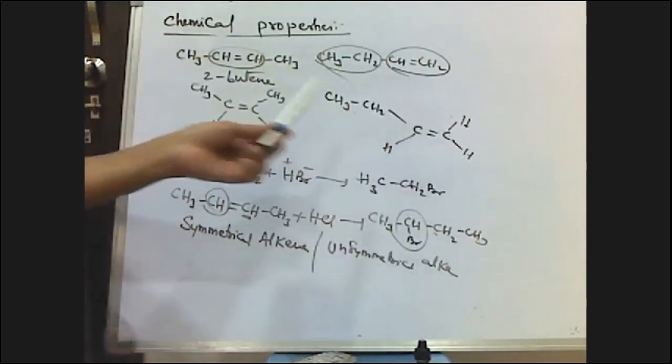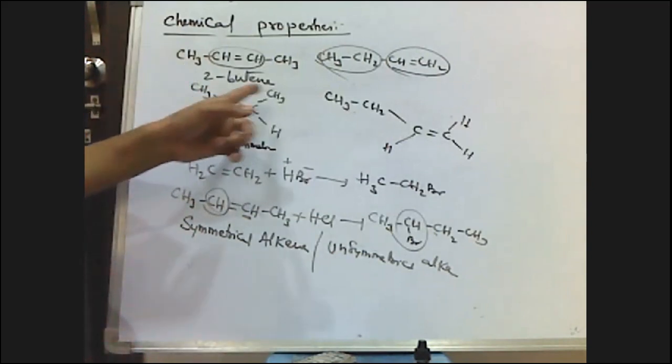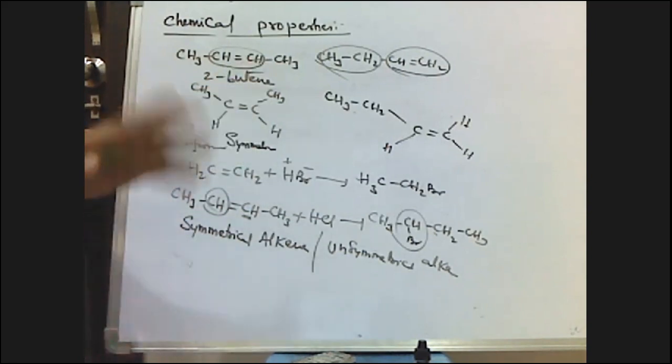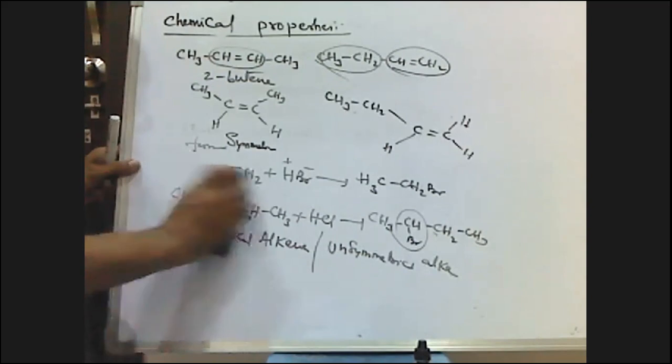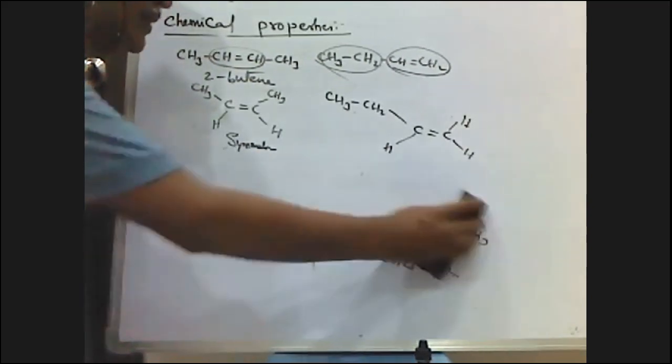So there are no similar groups. Here, on both sides of the carbon-carbon double bond, the same type of groups or atoms are present. That's why it is called symmetrical. If the same type of atoms or groups are not attached, it is called an unsymmetrical alkene.